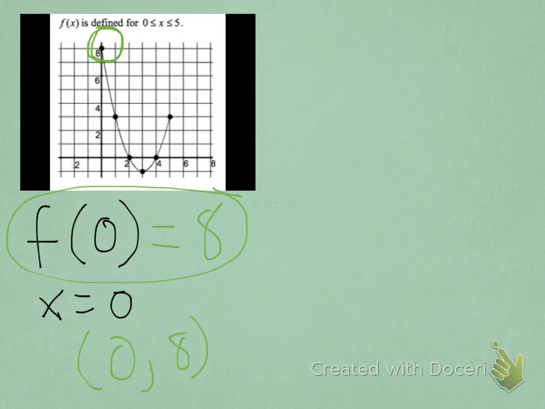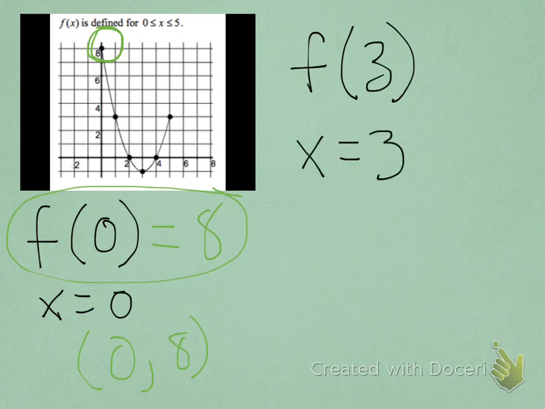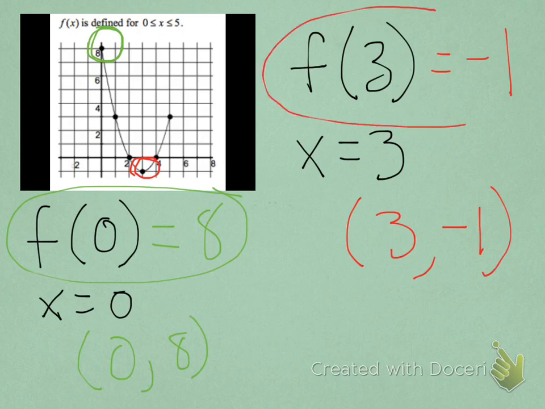Okay? Or again, if we wanted to evaluate at another point, let's say f of 3. So this is communicating that our x equals 3. So again, same thing. Let's look on the graph, find the value whenever x is at 3. Where is this graph? And it is right there at negative 1. So therefore defining that point at 3, negative 1. So the value of the function when x equals 3 is negative 1.